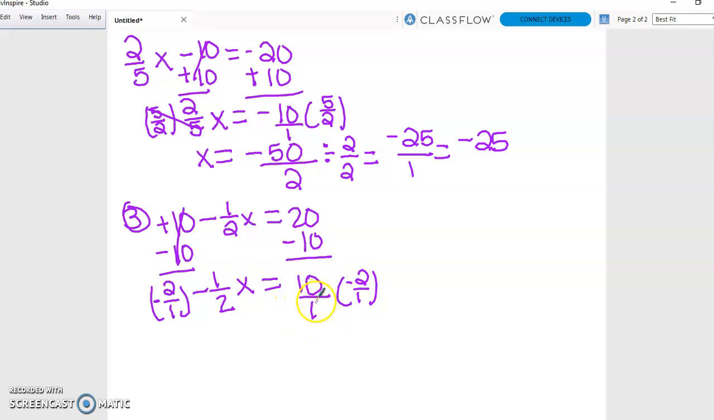And remember to make this a fraction by just simply putting a 1 underneath it. Okay? All right. So when we multiply this side, 10 times negative 2 gives us a negative 20. And just bring down our x. This cancels because negative 2 times negative 1 is 2, and 1 times 2 is 2, which gives you 2 over 2, which simplifies to just 1. So that's why we have x, and we don't have to write that 1. Now we have x equals negative 20.